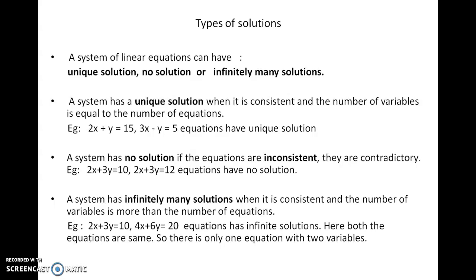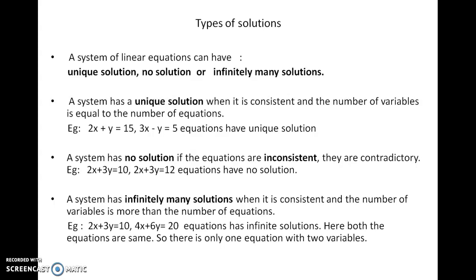A system has no solution if the equations are inconsistent, that is, contradictory. So when I say 2x plus 3y equal to 10 and 2x plus 3y equal to 12, you can see that the left hand side is the same for both, but the right hand side is not the same. When you try to solve this, the left hand side cancels to 0, whereas the right hand side is going to be 2. In that way, you can say that it is not consistent. Therefore, you cannot get a solution.